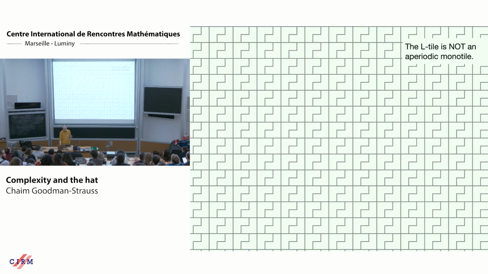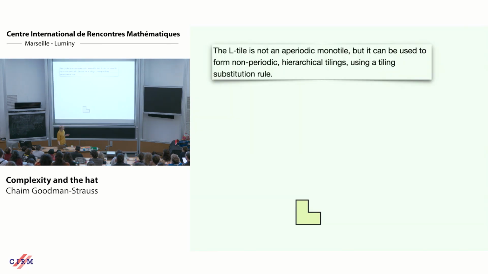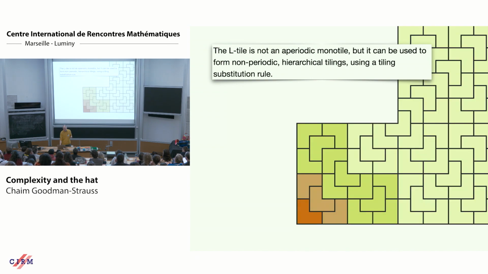And so just to take this example, this L tile is not an aperiodic monotile by any means. Here's a periodic tiling, but it can be used to form hierarchical tilings in the following sense. We have an inflation and subdivision rule, and it's actually non-trivial that this would imply the existence of tilings that would have some sort of structure, but you can believe it by building larger and larger patches. We can assemble tilings, and it's true.